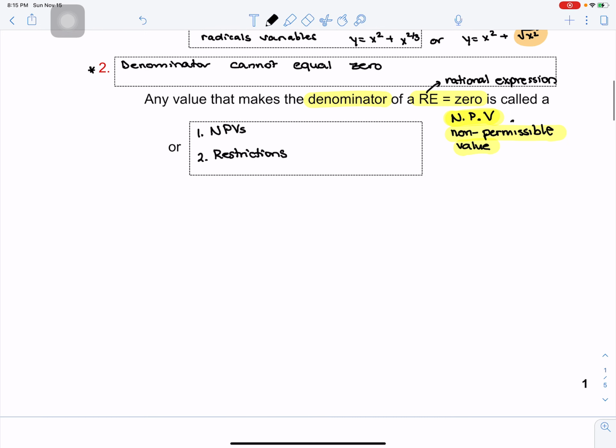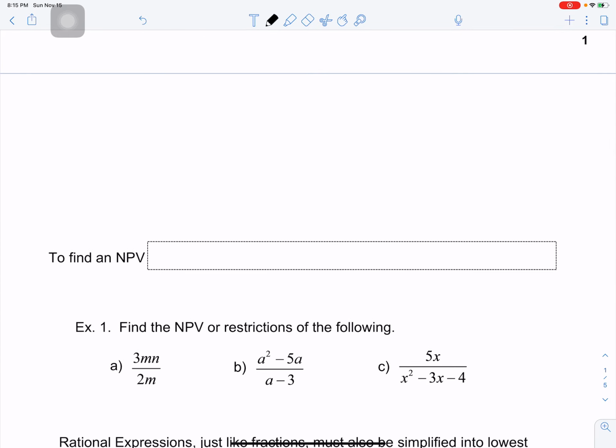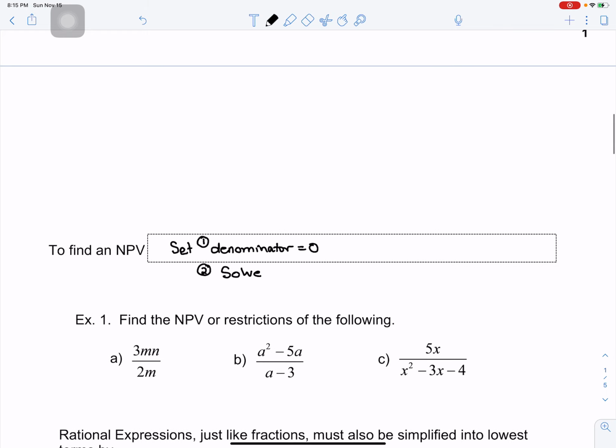Now, the first skill we need to be able to have is to find the NPVs, because this is telling you what the fraction is not allowed to equal. So what you're going to do is set the denominator equal to 0. That's your first step. Take your denominator, set it equal to 0. The next step is to solve. Now, you may have to solve a quadratic like we've done in this unit, which would be a very good thing because that's the whole reason we learned how to solve quadratics, because there are other purposes for them.